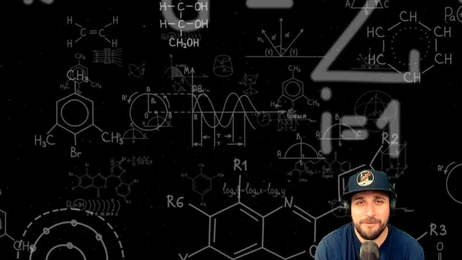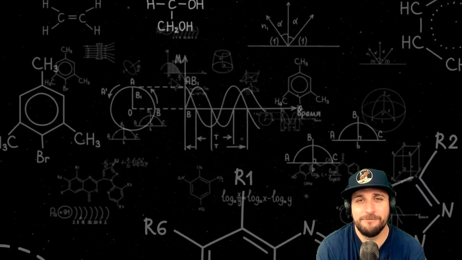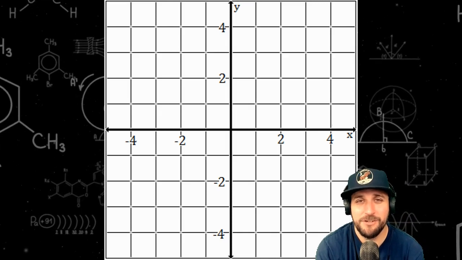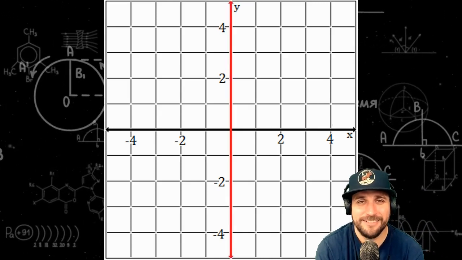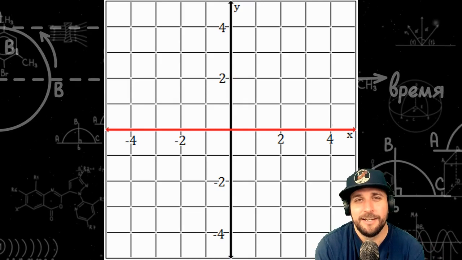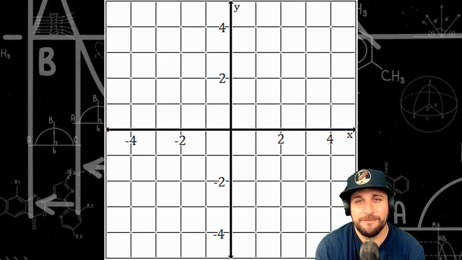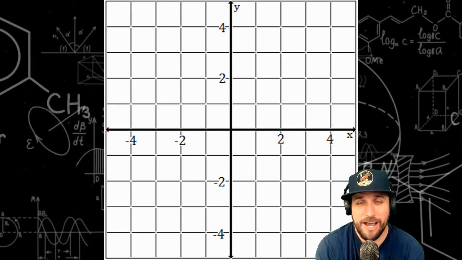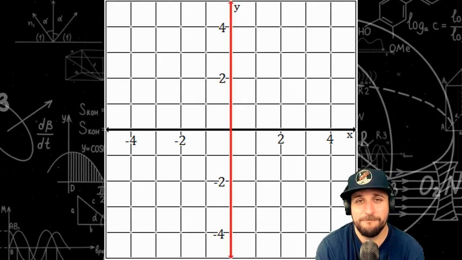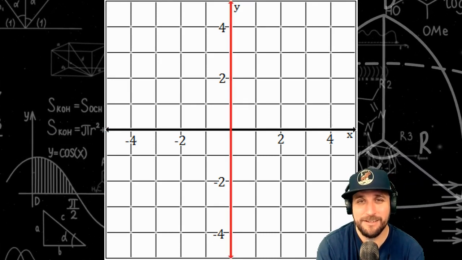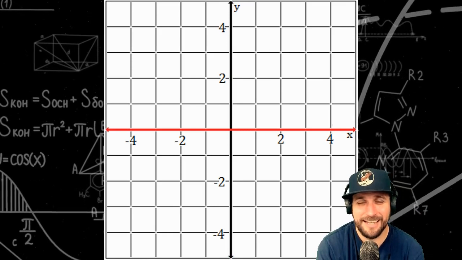First thing I want to talk about is intercepts. If we remember, our coordinate plane is made up of two axes, a y-axis and an x-axis. And an intercept, a y-intercept, is where a graph crosses the y-axis, and an x-intercept is where a graph crosses the x-axis.